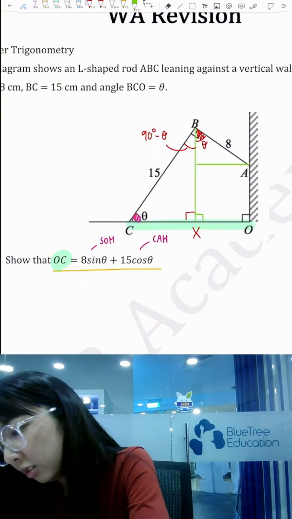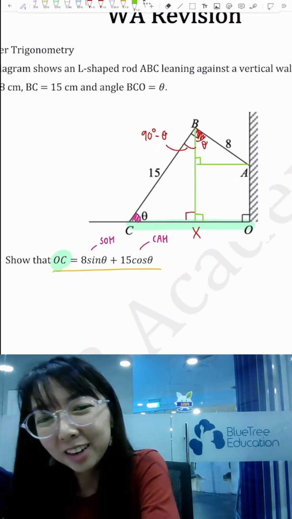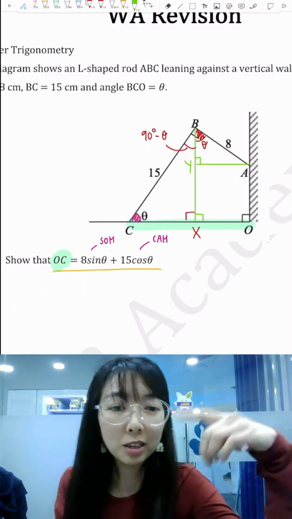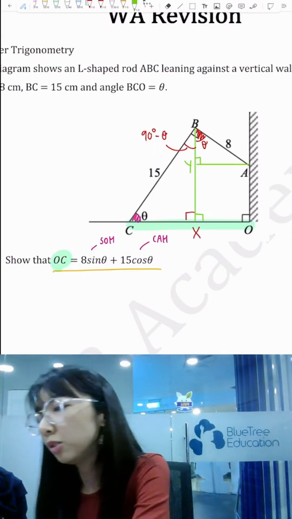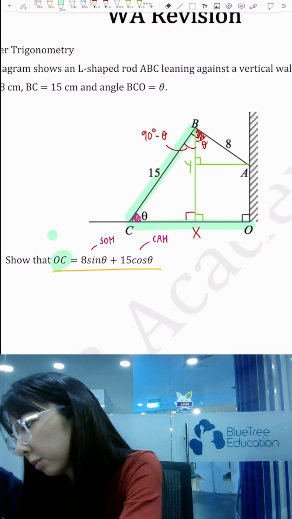Okay, here, this one is also 90 degrees. And then here, I'm going to call this Y, because I need to form another triangle. Because I found my theta, then I built the right angle triangle. So can you see that now I have 2 right angle triangles?